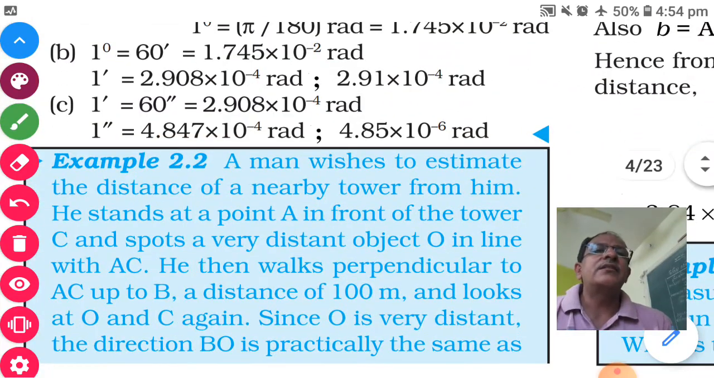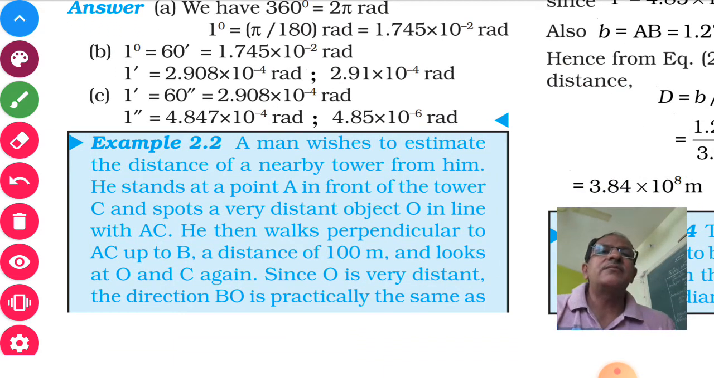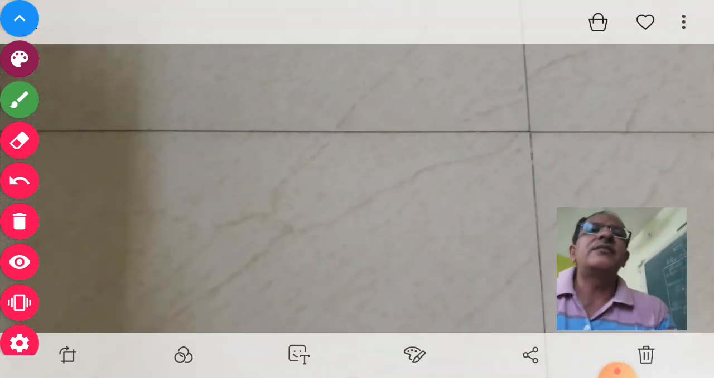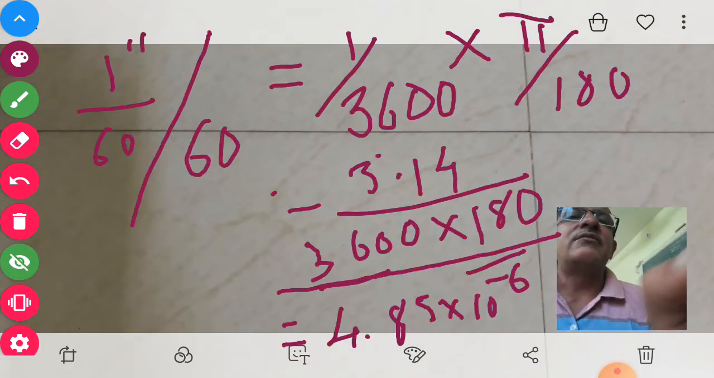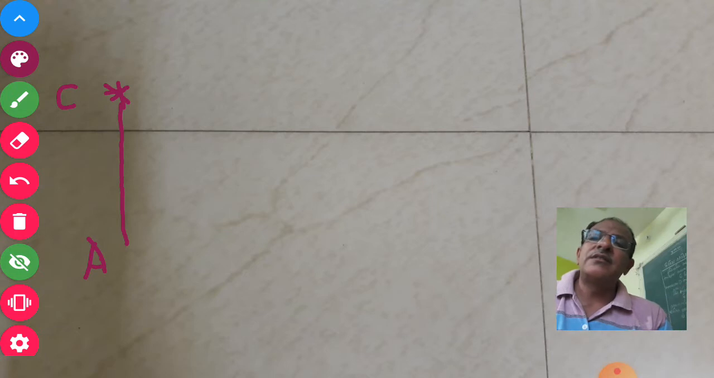Now there is a second example. A man wishes to estimate the distance of a nearby tower from him. He stands at a point A in front of tower C. Now the tower is given the name C and he is in front of the tower C. Say this is the point C where the tower is, and the person is standing in front of the tower. Say this is the initial point of this person. Now just read that data.